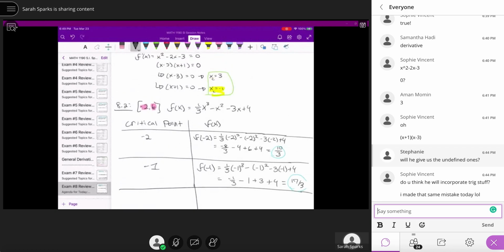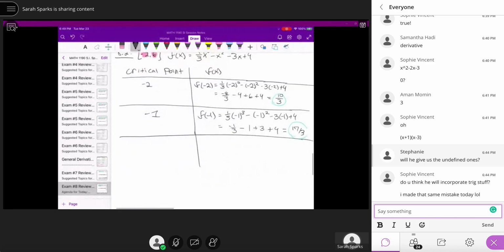Right, so for +3, really, you guys should be able to do this part. It's just plug and chug. So it'd be 1/3 times 3 cubed minus 3 squared minus 3 times 3 plus 4, which is going to equal 27 divided by 3 is 9, minus 9 minus 9 plus 4, which is going to equal -5.